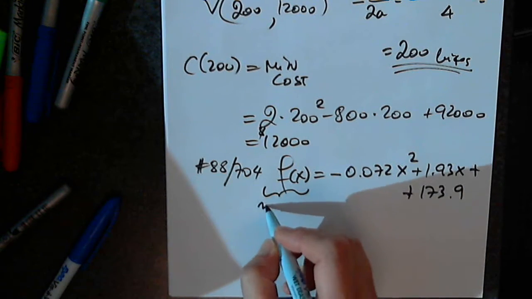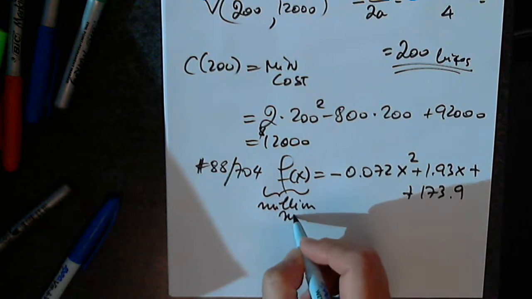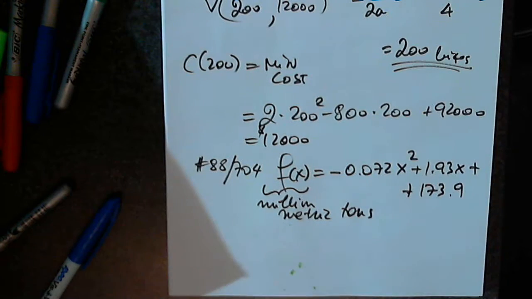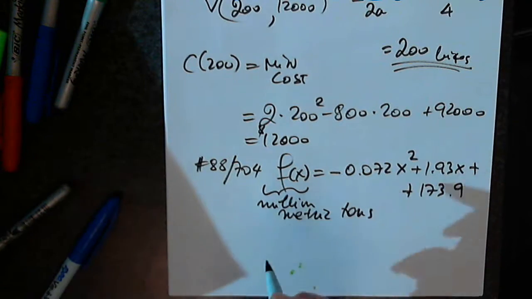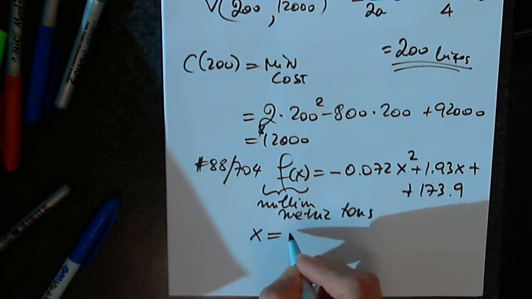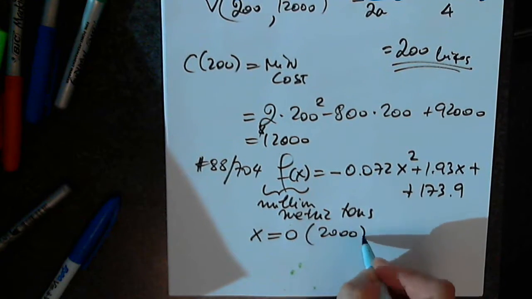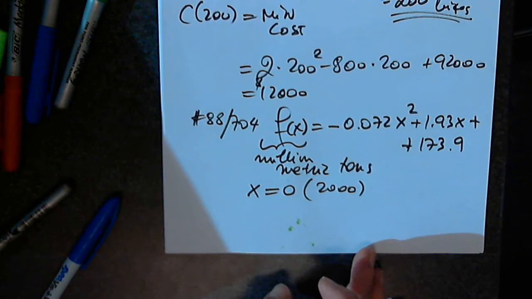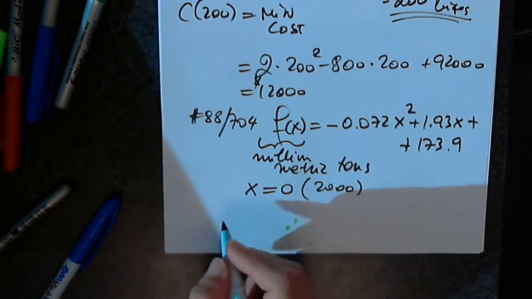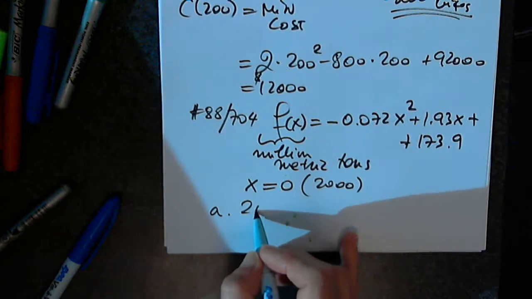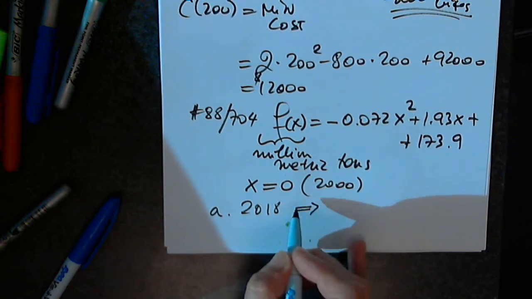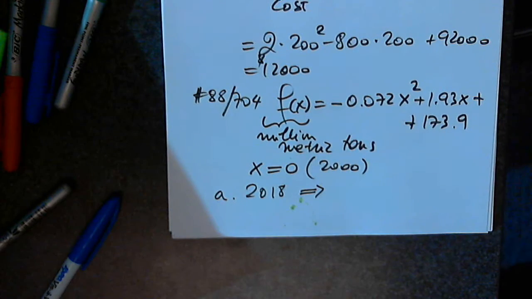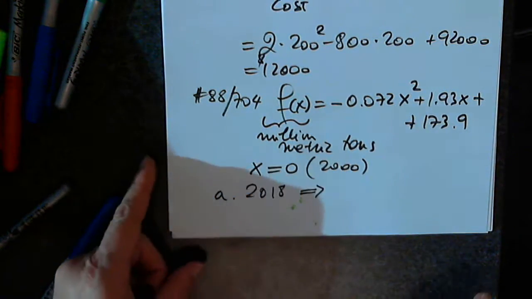So the measurement unit is million metric tons. And x is the number of years after 2000. So x equals 0 represents the year 2000. According to this model, what will U.S. emissions of methane be in 2018? That's part A. What will happen in 2018? Round to 2 decimal places, they say.